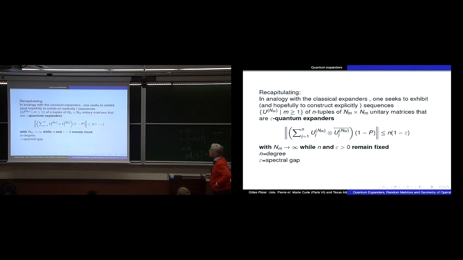OK, so I think I've said enough. This is what we have. We just are interested in producing such things. Little n, again, is the degree. Epsilon is the spectral gap.